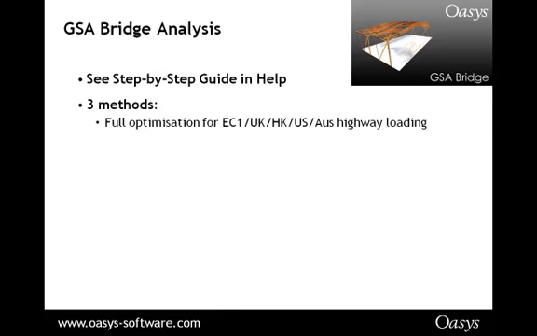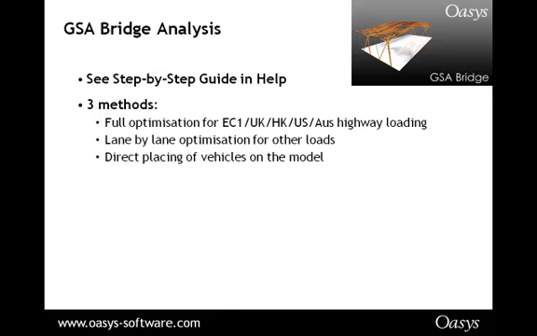There are 3 different methods for bridge loading in GSA. There's the full optimization, to which we've just added US and Australian highway loadings. There is the lane-by-lane optimization, which covers others other than the highway, such as railway type loads and so on. And if you want absolute full control, you can place vehicles directly onto the model and say exactly where your vehicles go.